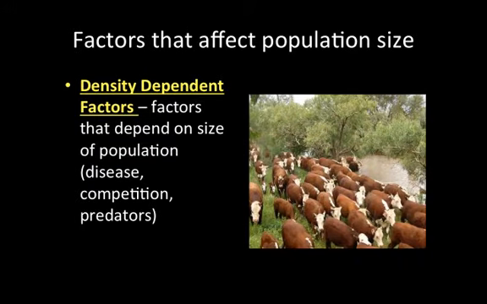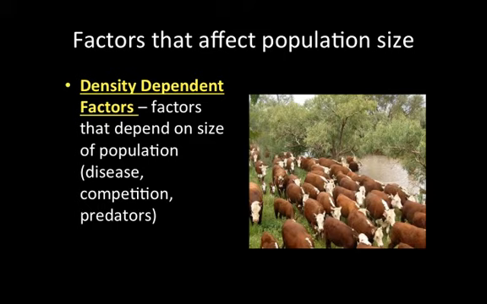So what are some factors that affect population size? Well, one of them is known as a density-dependent factor. And that factor depends on the size of the population. So disease, competition, predators, are all examples of density-dependent factors.